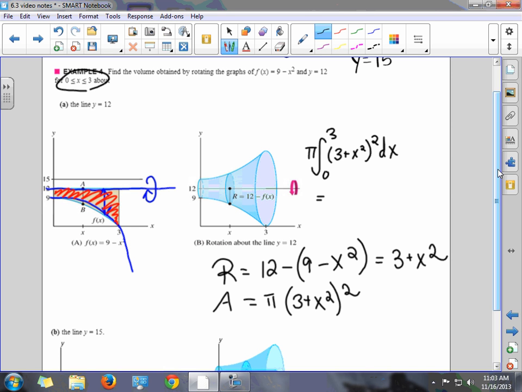I'll FOIL and do the antiderivative at the same time. So we're going to get a pi on the outside. We have 9x plus 2x cubed plus 1/5 x to the 5th, and I'm going from 0 to 3. So if I plug it all in and do all the math, I end up with 468 pi over 5. So that's going to be my answer.